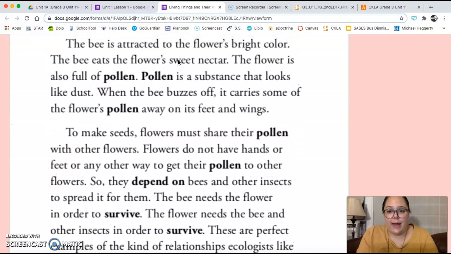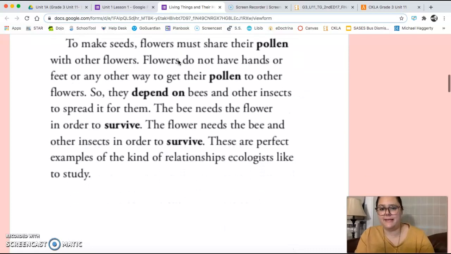The bee is attracted to the flower's bright color. The bee eats the flower's sweet nectar. The flower is also full of pollen. Pollen is a substance that looks like dust. When the bee buzzes off, it carries some of the flower's pollen away on its feet and wings. To make seeds, flowers must share their pollen with other flowers. Flowers do not have hands or feet or any other way to get their pollen to other flowers, so they depend on bees and other insects to spread it for them.